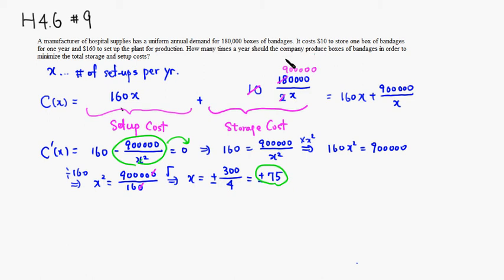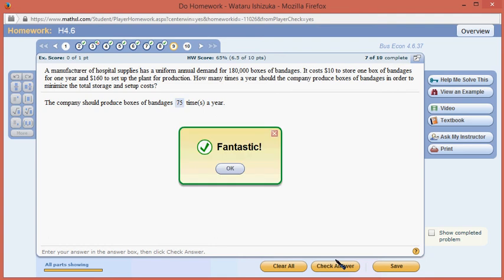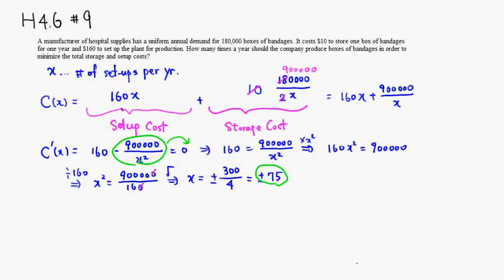So what were they looking for? The company should produce boxes of bandages 75 times per year. Let's check the answer. Got that. All right, that's it. I hope that this was clear.